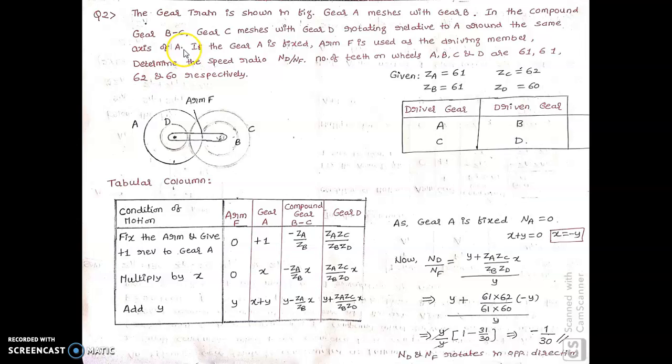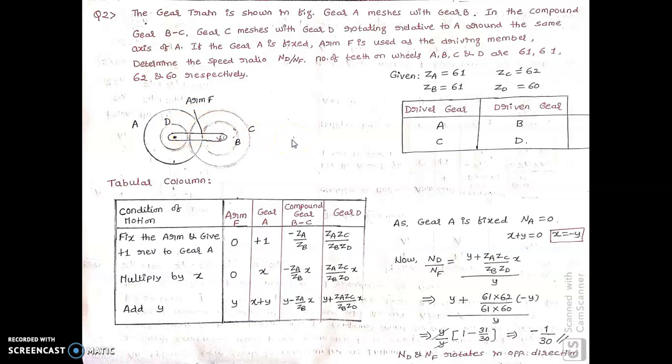Okay. So, here the gear train is shown in the figure. Gear A meshes with gear B. So this is gear B. In the compound gear BC, B and C constitute a compound gear. Gear C meshes with gear D.